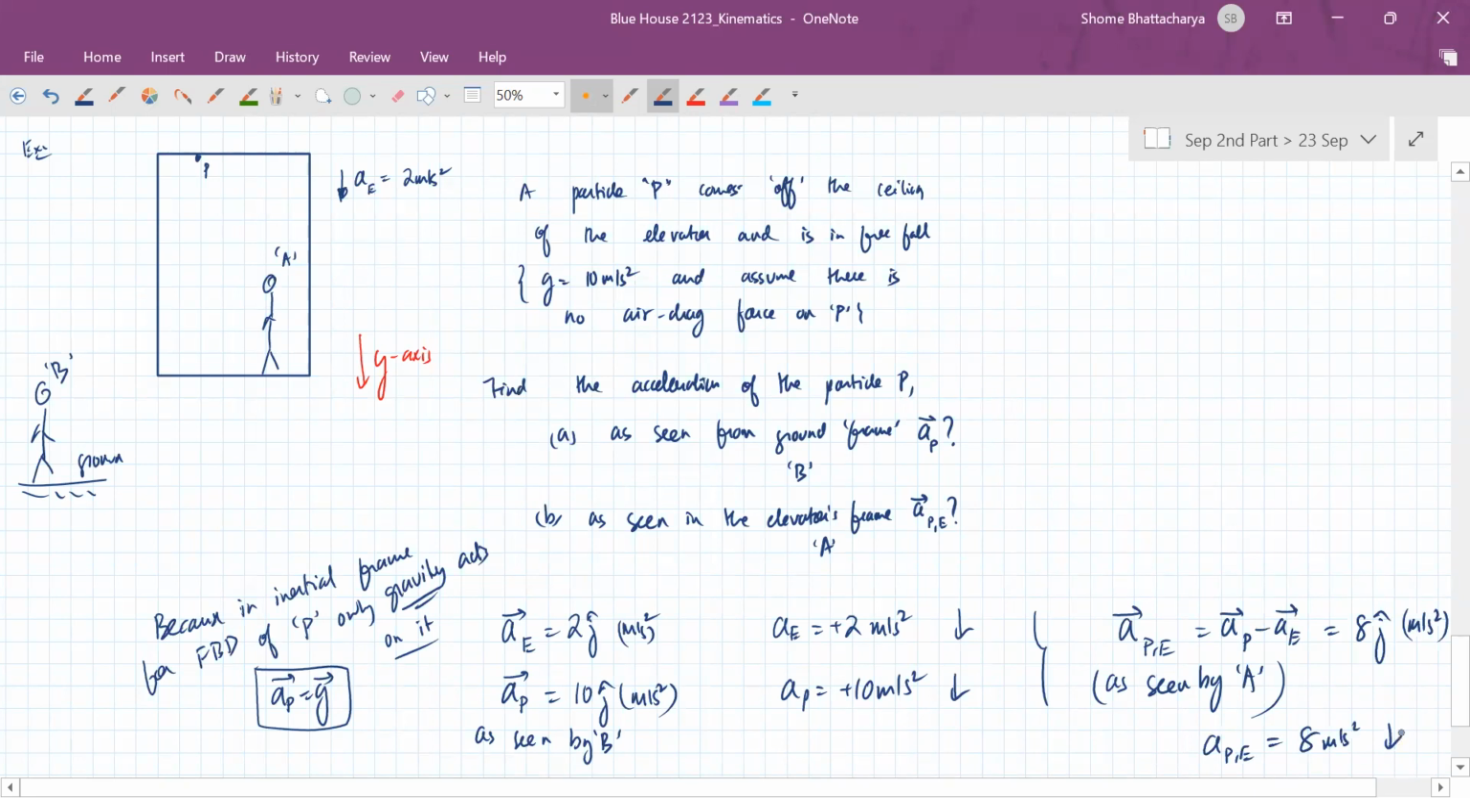Intuitively also, the floor of the elevator is going down at 2 meters per second square and the particle is going down at 10. So with respect to the floor of the elevator, the particle will be seen to be coming at how much acceleration? Less than that, because it's going in the downward direction. So 10 minus 2, 8.